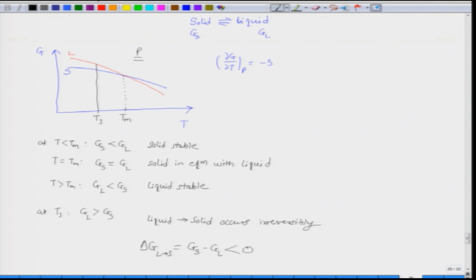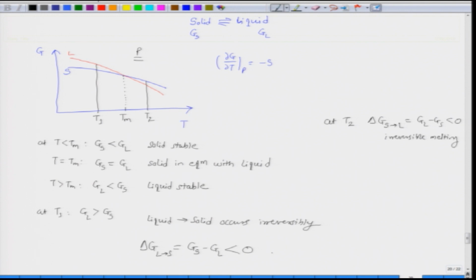Similarly, if we could heat this solid to a temperature greater than Tm, we know that the solid now has a higher Gibbs free energy and it has to transform to liquid. So, there will be an irreversible melting. Delta G for solid to liquid will be GL minus GS, again less than 0, and so at T2 there will be an irreversible melting.